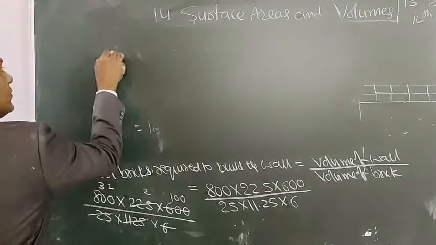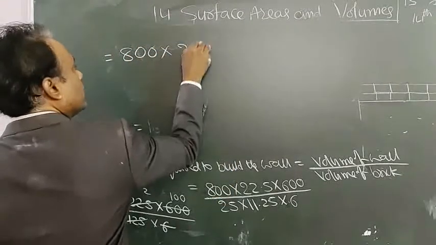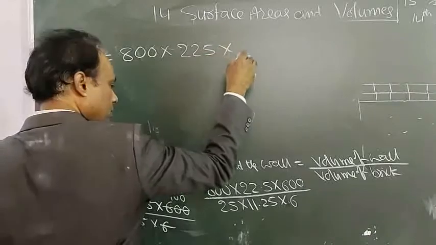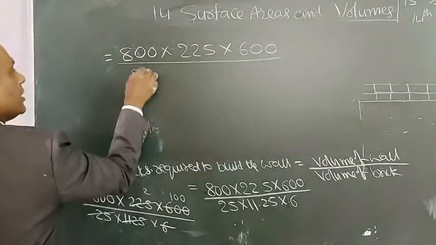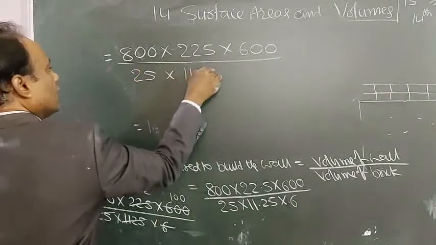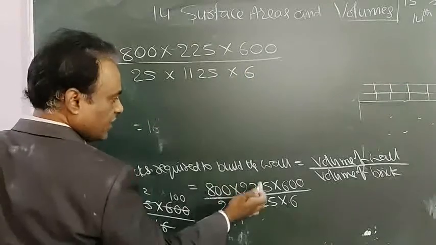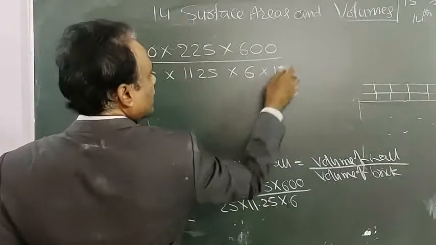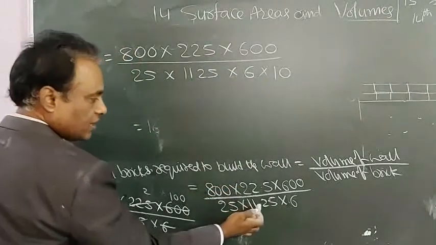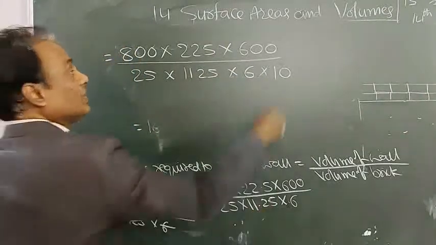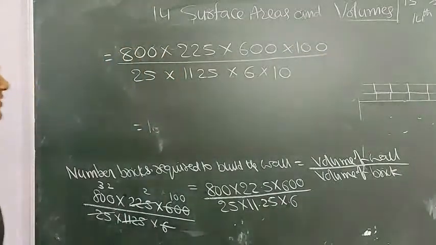Students, simplify this. This is 800 into 22.5 into 600, I will keep the decimal afterwards, by 25 into 11.25 into 6. Remove the decimal, put 10 here. Removing the decimal after decimal 1 digit, so put 10. After decimal 2 digits, so 2 zeros in the numerator. You simplify this.